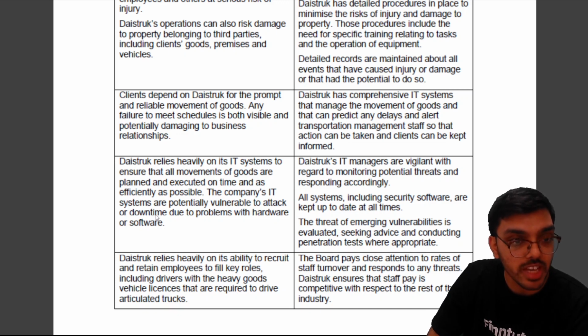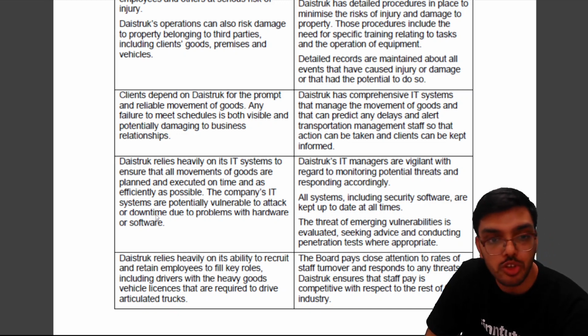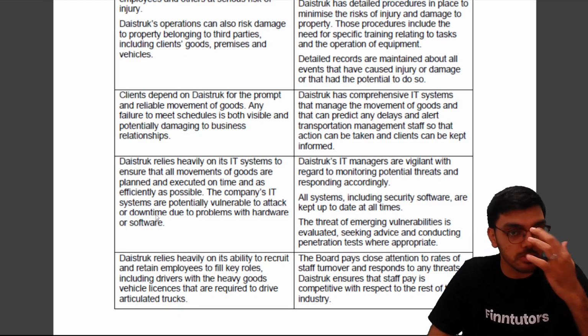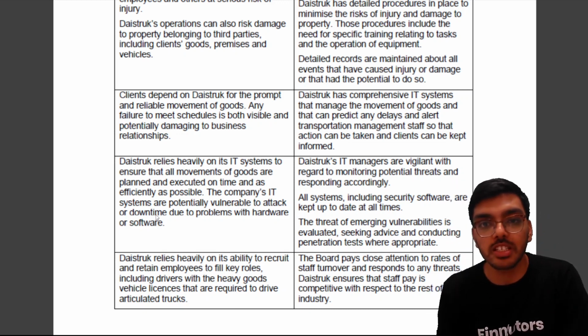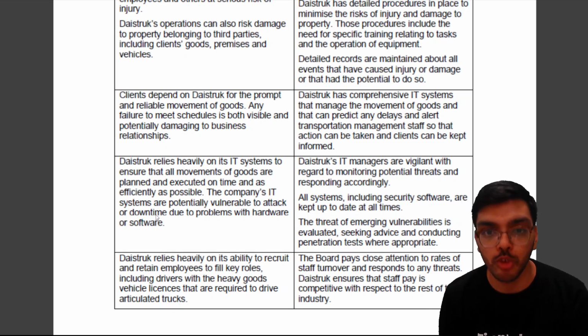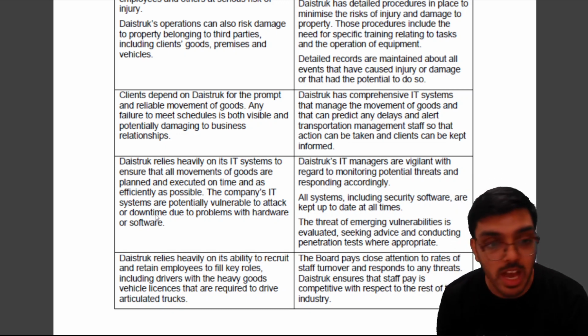Okay. Third, clients depend on Daistruk for the prompt and reliable movement of goods. If you don't meet the schedules, it can cause damage to business relationships. We've spoken about this, maintaining your stakeholder relationships. For this, a comprehensive IT system to manage the movement of goods is important, which we have. We have a software.